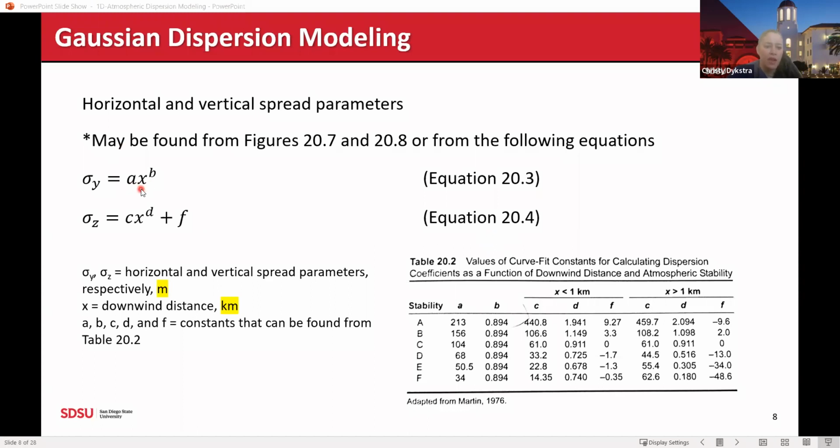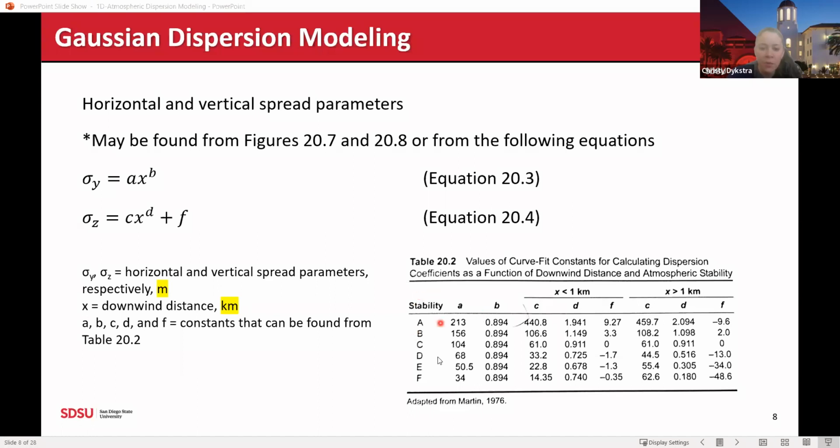And you'll notice this is where the x comes into play. So they are a function of x, but they're not a direct linear function of x. What we have here are these curve fit constants A, B, C, D, and F. And these can be retrieved from table 20.2. And you'll also see that C, D, and F at least are a function of x, in as much as a certain set belongs to x values that are less than a kilometer, and a different set belongs to x values that are greater than 1 kilometer. A and B do not depend on x.